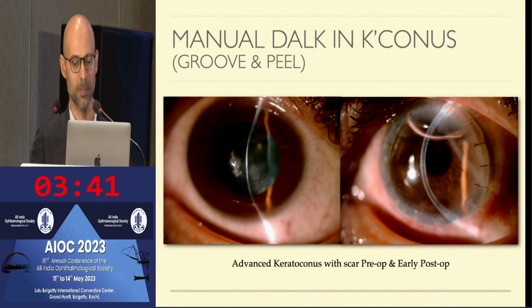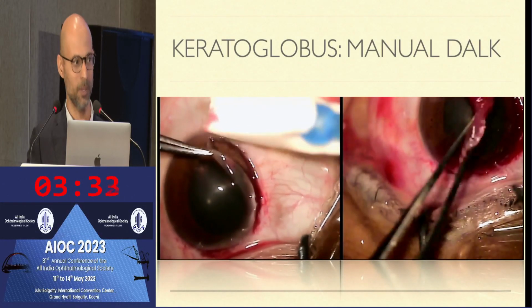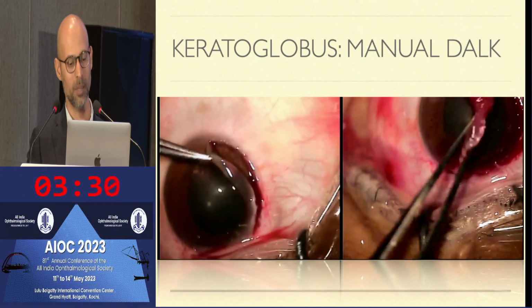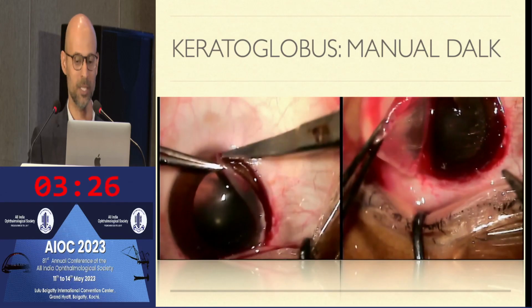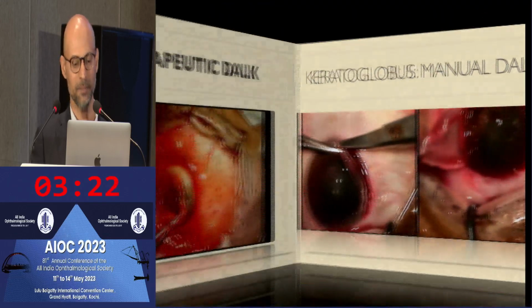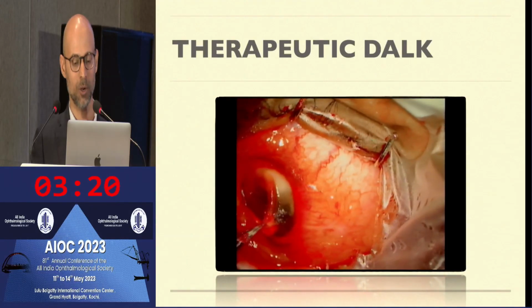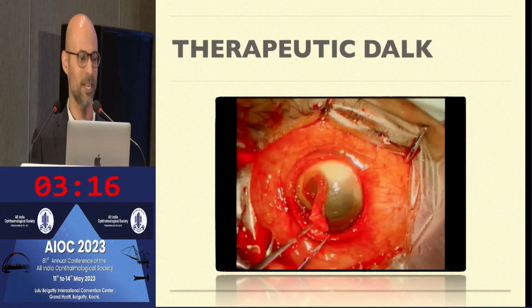So this is just a representative picture. First post-operative day, you can see the interface is very clear, just like you would in a big bubble DALC. In keratoglobus particularly, this works very well because the attachments between the stroma and the deeper layers are very flimsy, and it peels off just like a LASIK flap. As you can see, there are no attachments at all. So it opens up that interface very nicely. Again, in edematous corneas like therapeutic DALCs, because the stroma is very spongy, it peels very easily.